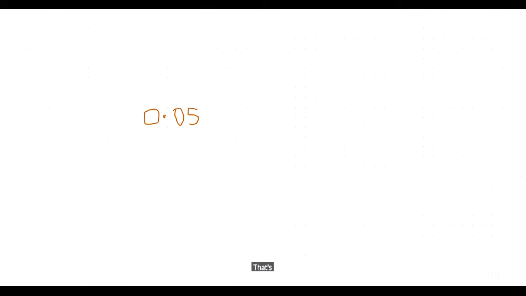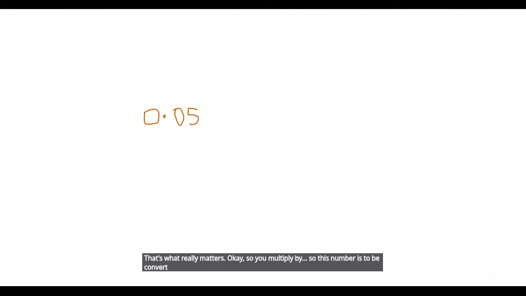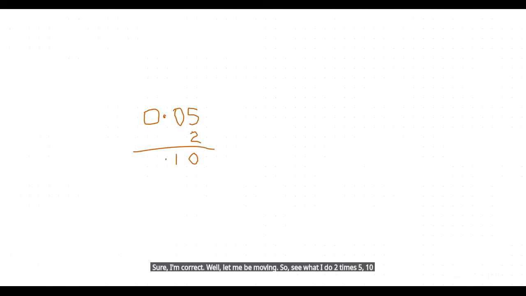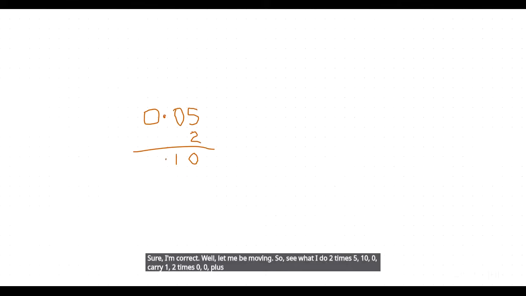That's what really matters. Okay, so you multiply by 2. This number is to be converted to binary, so we start multiplying by 2. 2 times 5, 10. Watch me. 0, carry 1. 2 times 0, 0 plus 1, 1. Sure, I'm correct. Well, let me keep moving. So see what I did. 2 times 5, 10. 0, carry 1. 2 times 0, 0 plus 1, 1. 0.